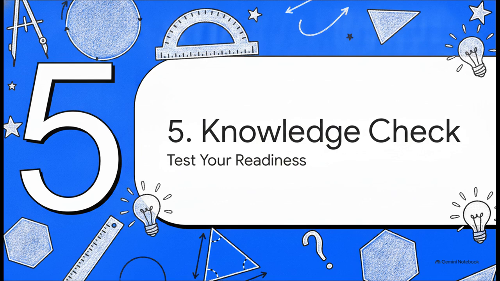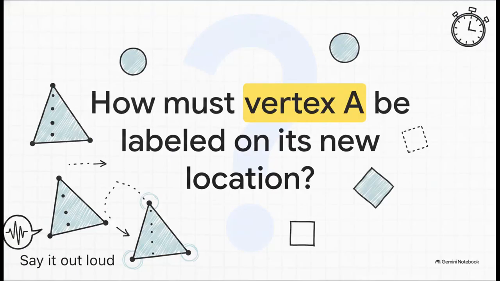Section 5. Quick knowledge check. Test your readiness. Let's pause for a second. Think back to step 4 of our execution process. Here's a quick question to see where we're at. When your original polygon moves, how must vertex A be labeled on its new location in the image? Take a second to think about it. Go ahead and say it out loud if you need to.